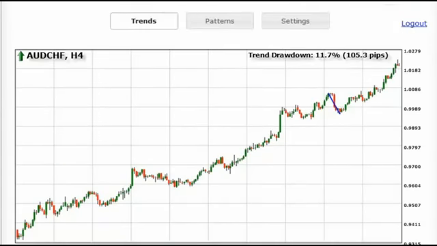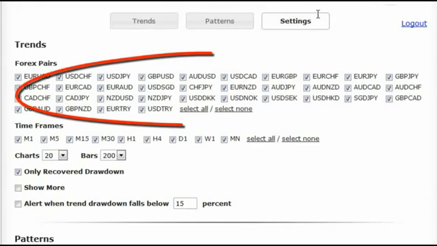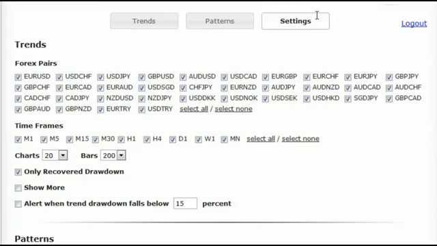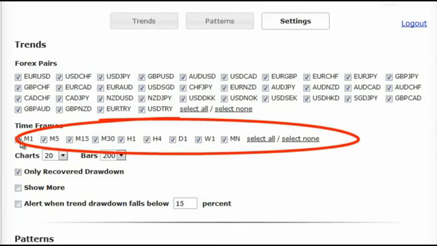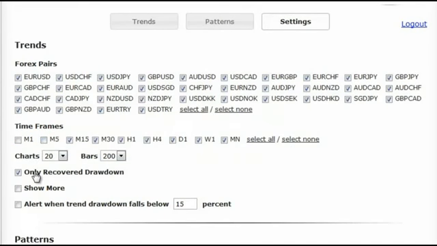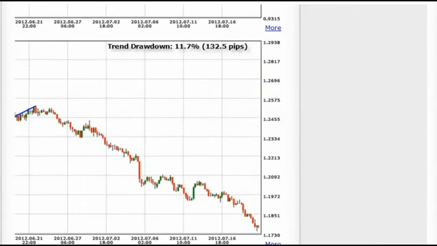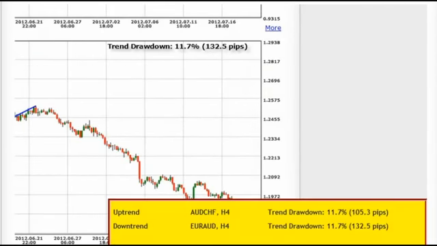So let's go back into Settings, and here you can select only particular currency pairs or deselect pairs you do not want to trade, or that are not in your trading platform. You can also deselect timeframes, for example, the lowest timeframes. You can set up alerts when the trend drawdown falls below, let's say, 15%. Then click Save. And the audible alert will let you know when the lowest drawdown on any chart falls below 15%.